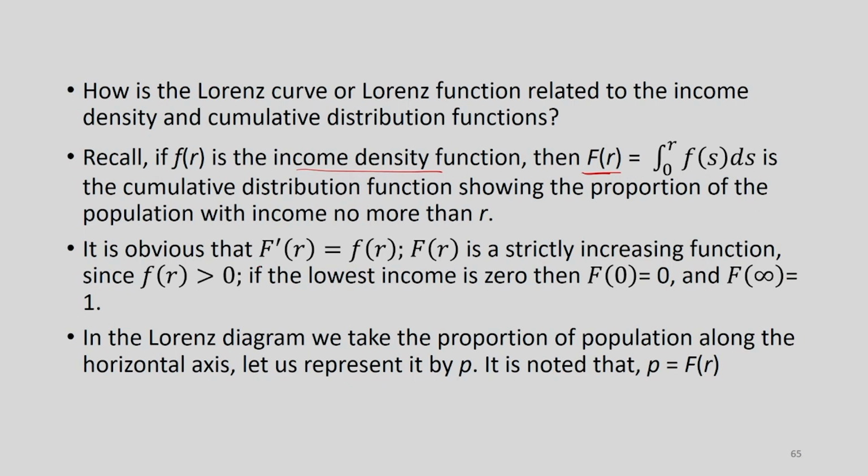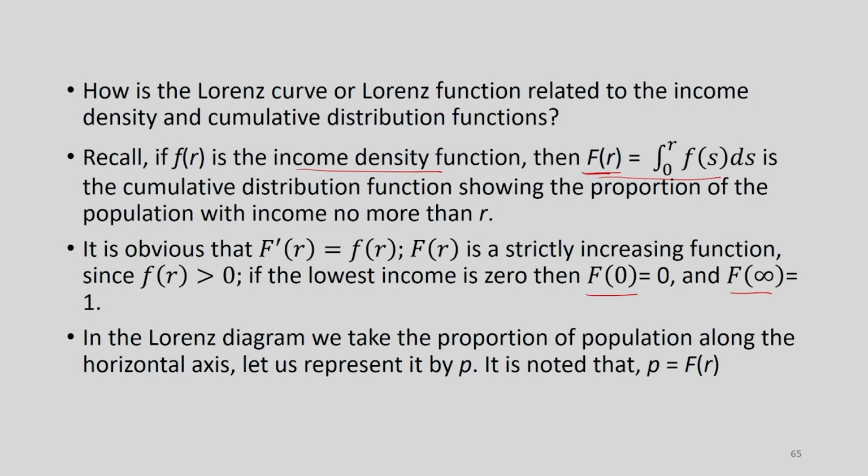Now, it is obvious that F'(r) is small f(r), right, it is coming from here. F(r) is a strictly increasing function since small f(r) is always positive. So, that is again obvious. If the lowest income is 0, then capital F of 0 is equal to 0, because below the lowest income there is no population, and F of infinity is equal to 1. If you take the highest income going to infinity, then all the population will be included in your population group. So, what is their share of the total population? It is 100%.